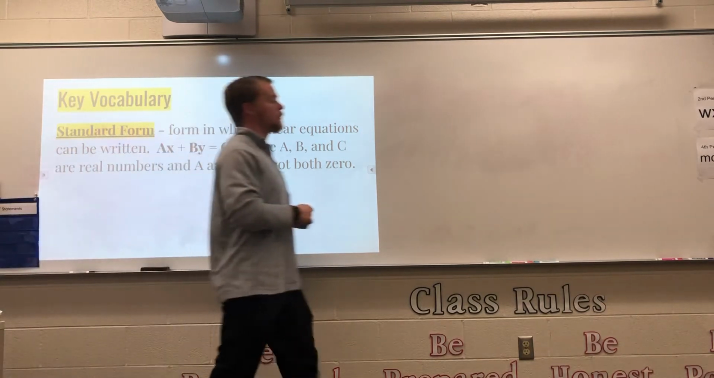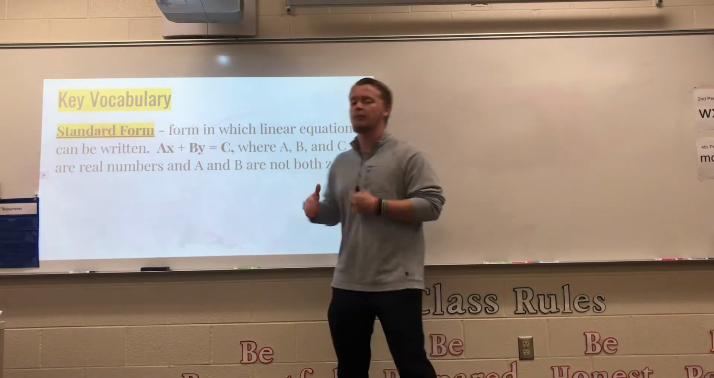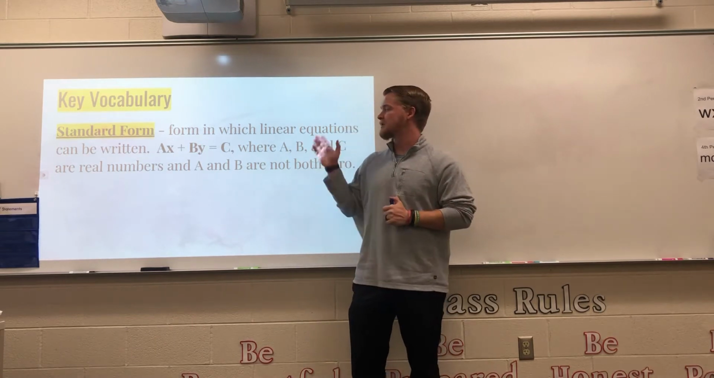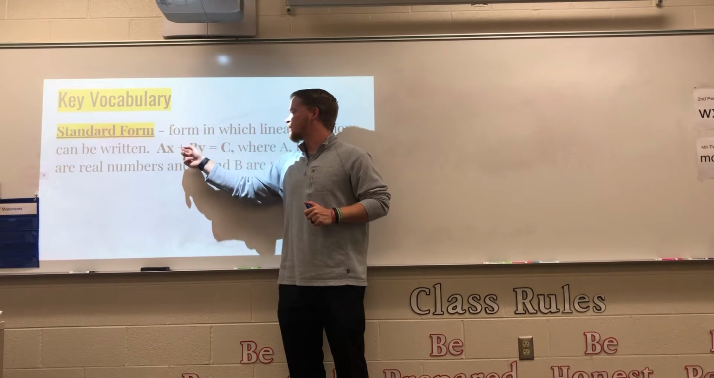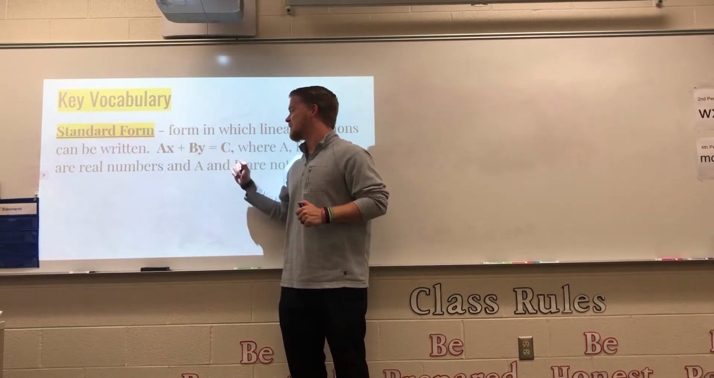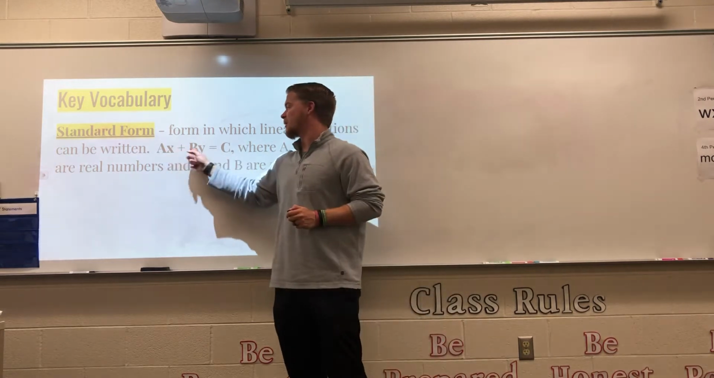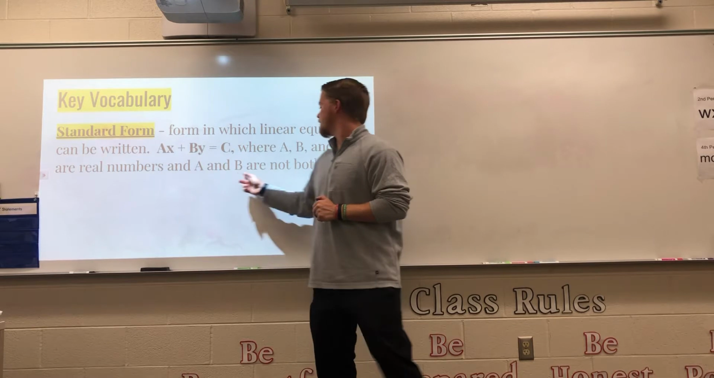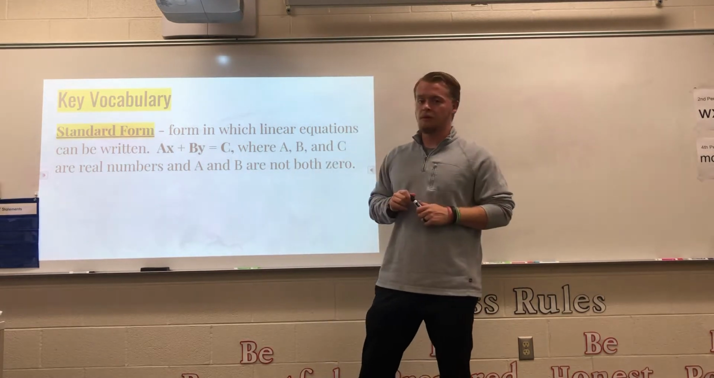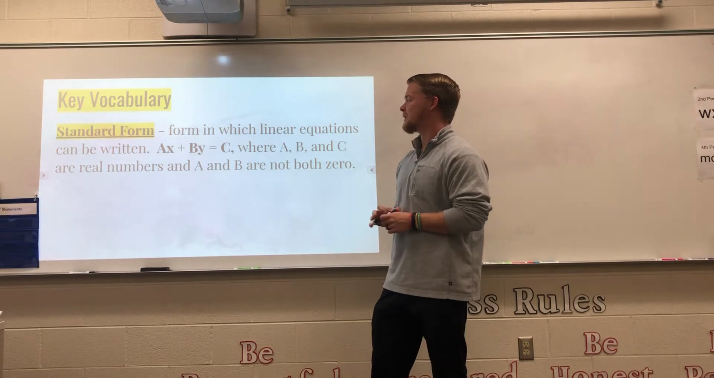Standard form is a form in which linear equations can be written. So there's multiple ways linear equations can be written. This is another one of them. This is what standard form is: AX plus BY equals C, where A, B, and C are real numbers. So this is where the numbers will be plugged in, A, B, and C, with X and Y being your variables. And A and B are not both 0. So we'll talk about how you can use standard form to graph linear equations.